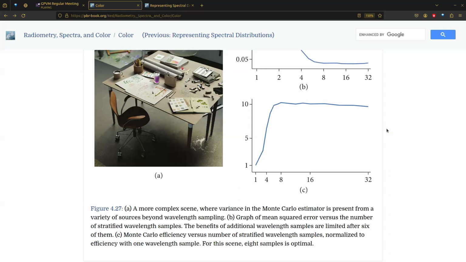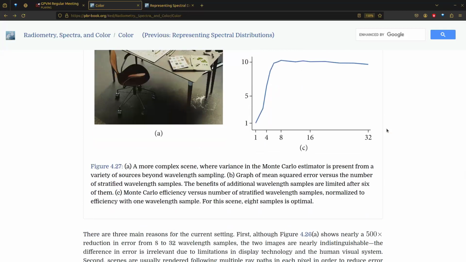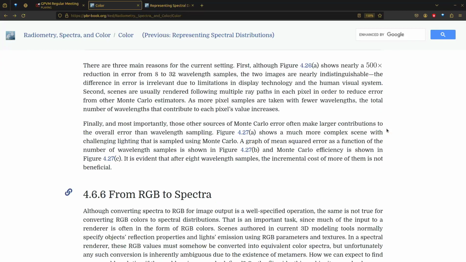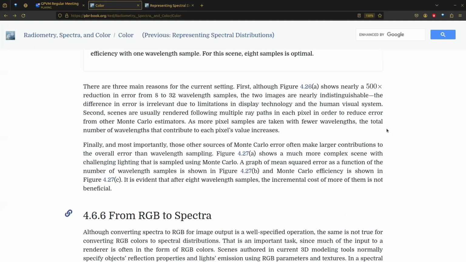Okay, interesting. Efficiency versus number of stratified wavelength samples, normalized to the efficiency of one wavelength sample. Some values that they picked. So, 3 main reasons why for the current setting. It's almost a 500 times reduction in error from 8 to 32 wavelength samples. The two images are nearly indistinguishable. The difference in error is irrelevant due to limitations in display technology and the human visual system.